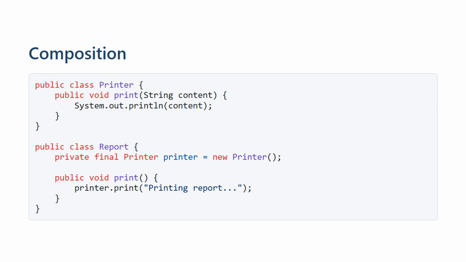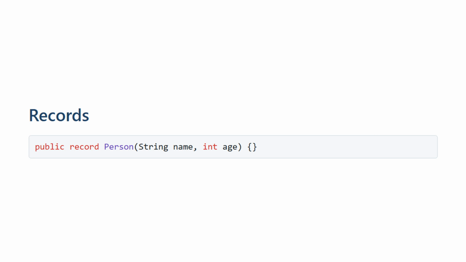Composition means building a class by combining other objects instead of inheriting from them. Here, Report uses a Printer internally. This is more flexible than inheritance because you can swap out the printer implementation without changing the Report class. Why prefer composition? It avoids tight coupling. It's easier to change behavior at runtime. It keeps your design modular and testable.